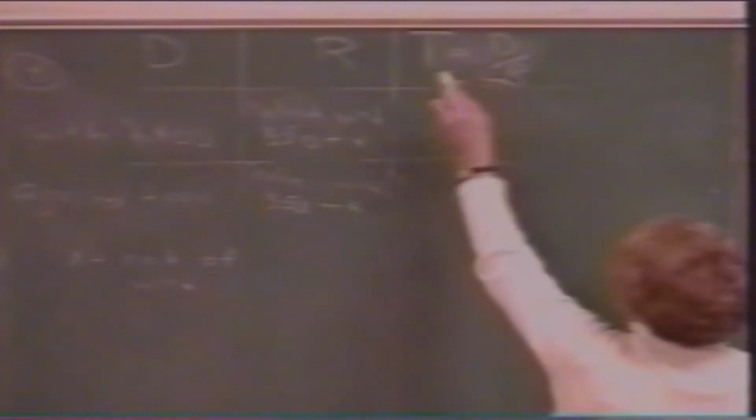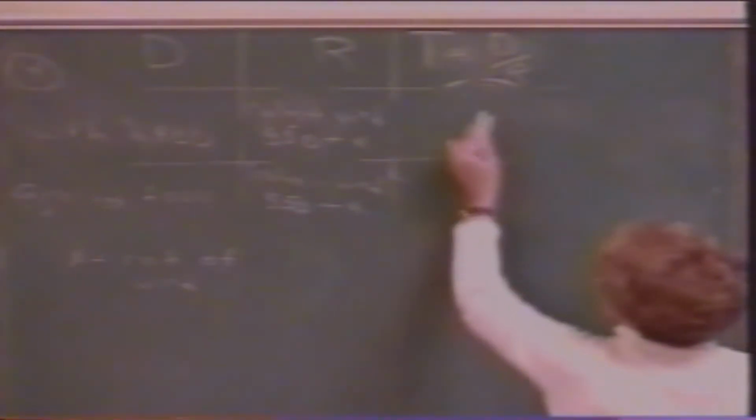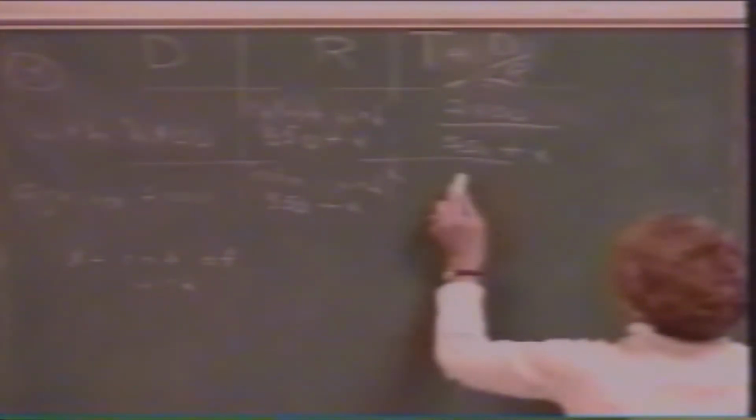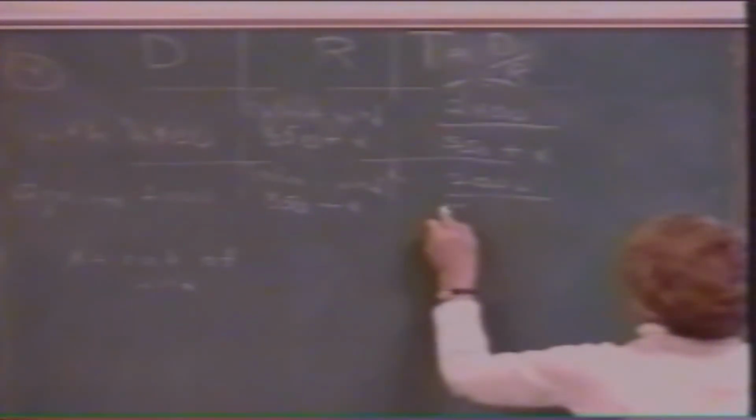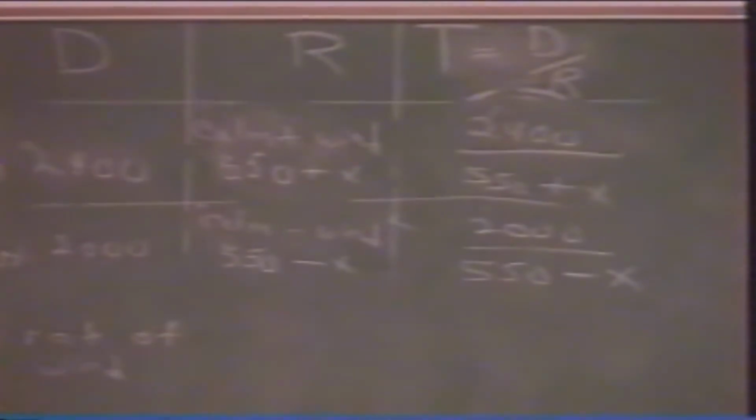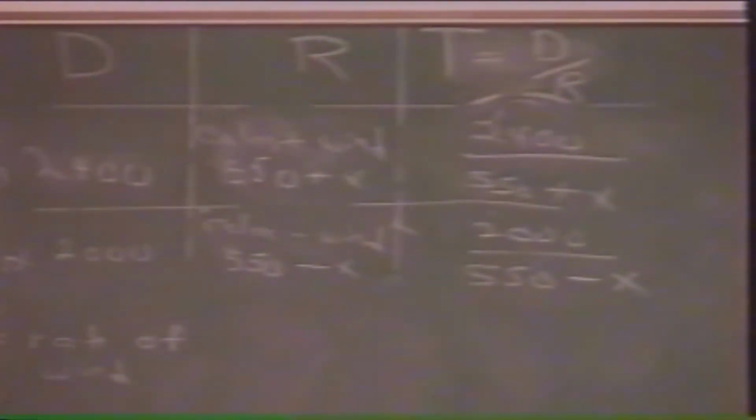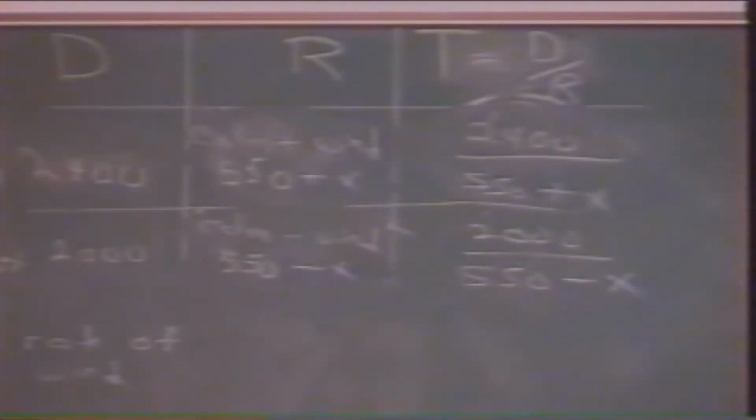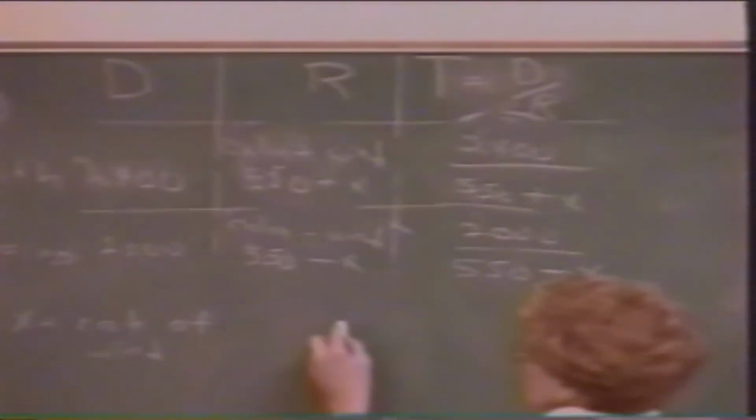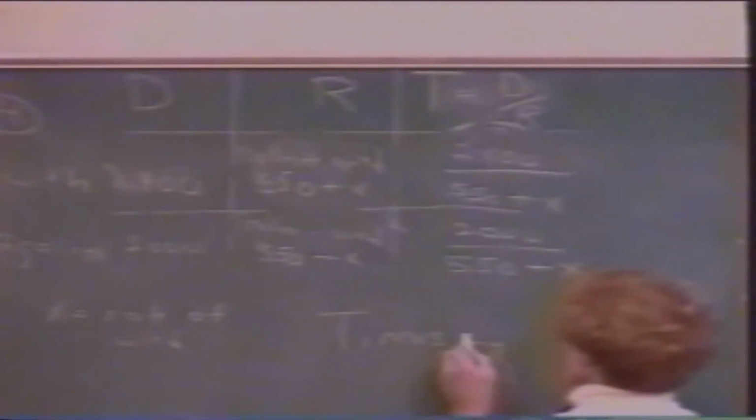Okay, our time is distance divided by rate, so it's 2,400 divided by 550 plus x, and 2,000 divided by 550 minus x. Now, look at the problem. What does it say about the time? Same amount of time. That means we do what with the times? The times are equal.